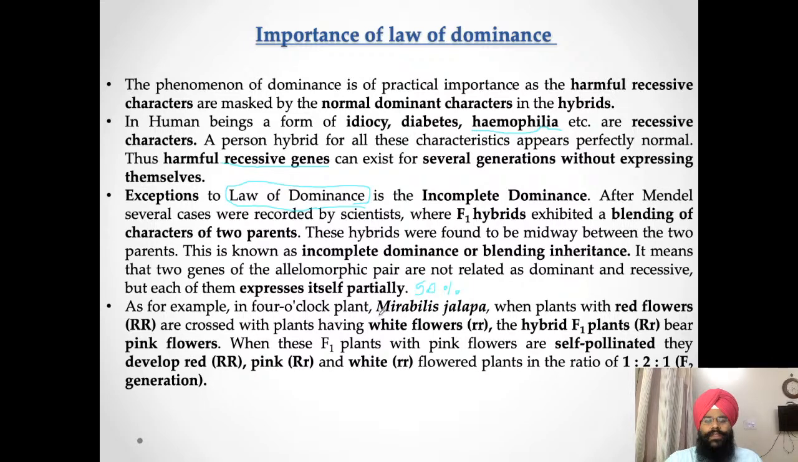For example, Mirabilis jalapa, the four o'clock plant. When the red flower is crossed with the white flower, capital R small r, the hybrid F1 plant bears pink flowers. So the first generation from red and white was capital R small r, a hybrid, and it gives a pink color instead of red. And these pink plants are self-pollinated. They develop red, pink and white flowers in the ratio 1:2:1 in the F2 generation.